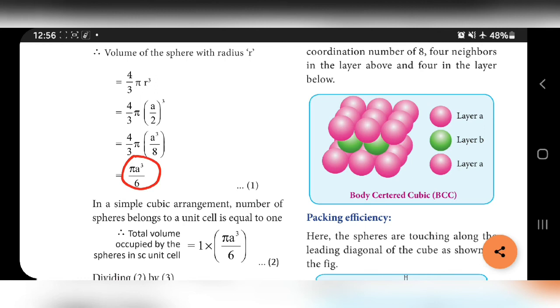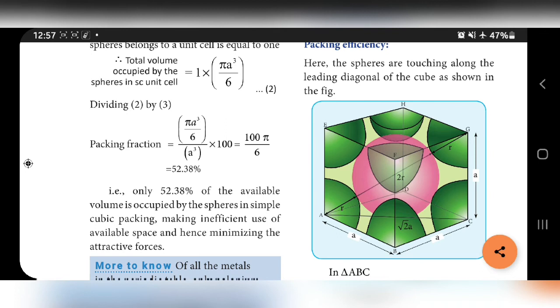Totally how many spheres are in simple cubic? Already we calculated in our previous videos how many atoms are present in simple cubic, body centered cubic and face centered cubic. In simple cubic, the formula is Nc by 8, that is 8 by 8, equal to 1, so totally only one atom is present in simple cubic. We know the volume of one sphere is pi a cube by 6, so here only one atom is present, so 1 into pi a cube by 6.